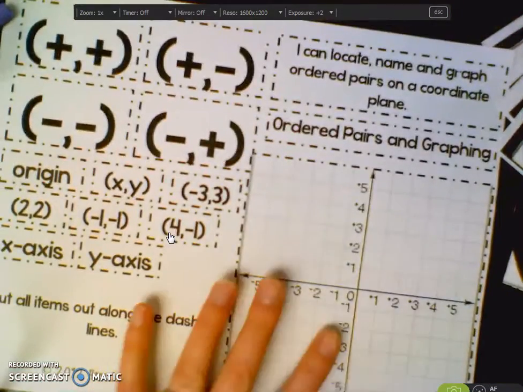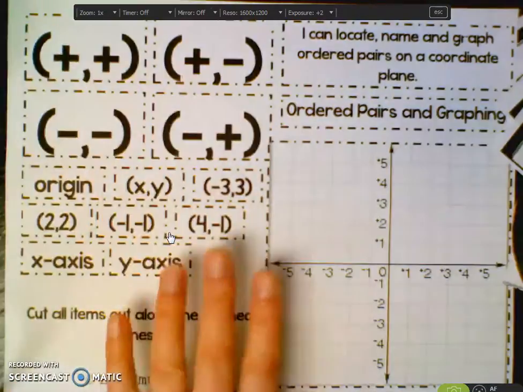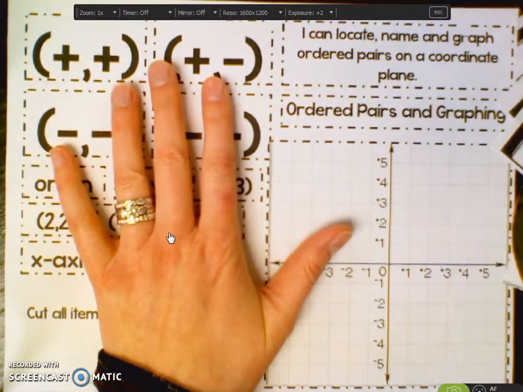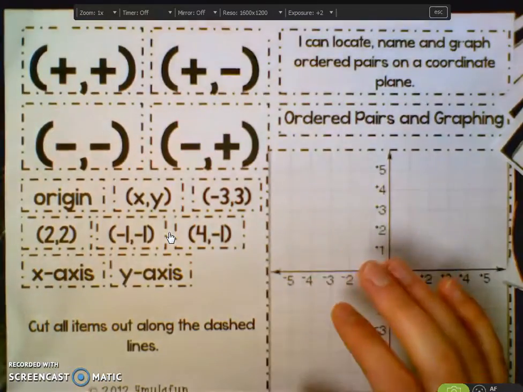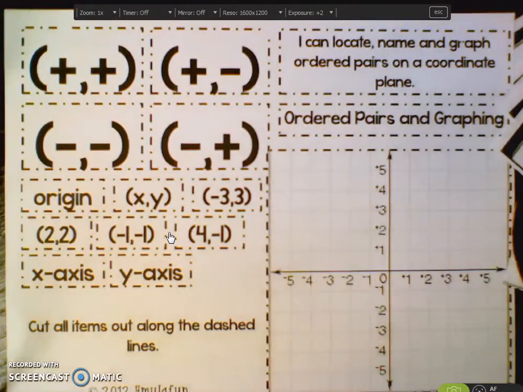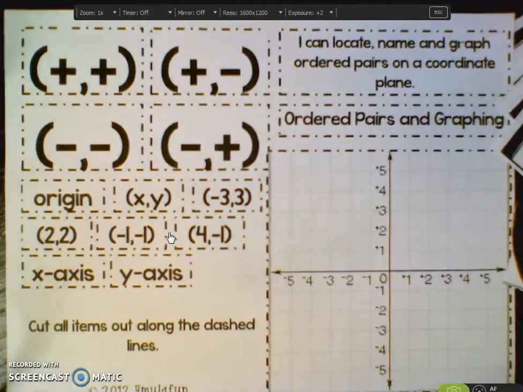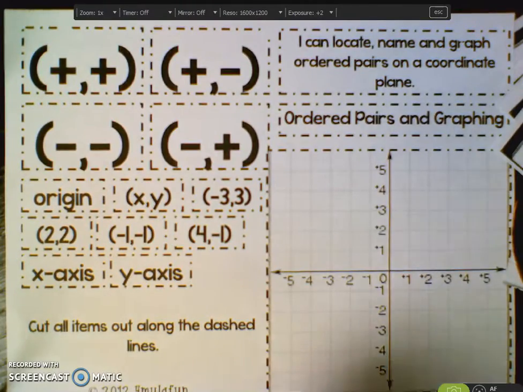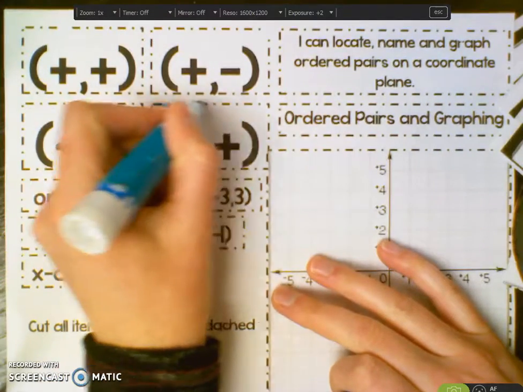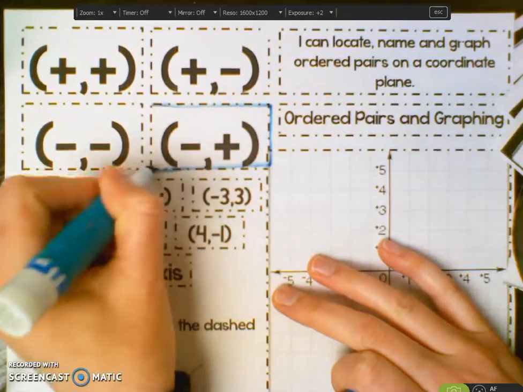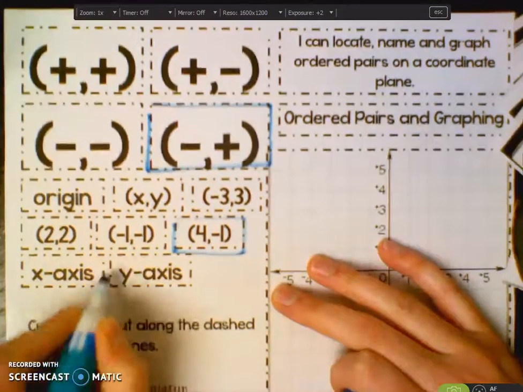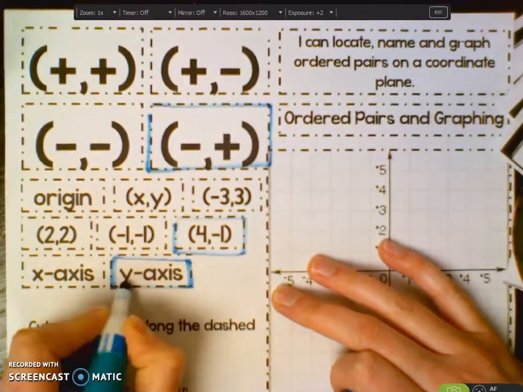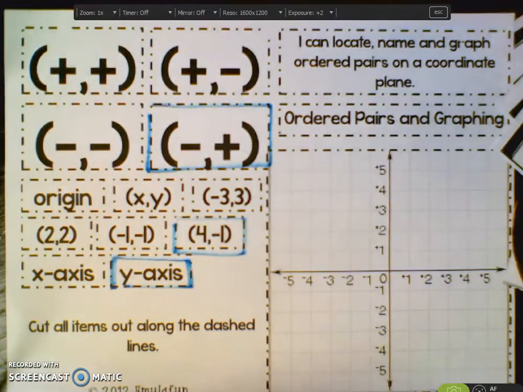Right now, I want you to take a minute or two. You need to cut out every single piece of this, and you need to cut on all of the dotted lines. So you should see that there's a dotted line here. You will need to cut this out. You will need to cut this out. You will need to cut this out. All of these little items you will need to cut out.